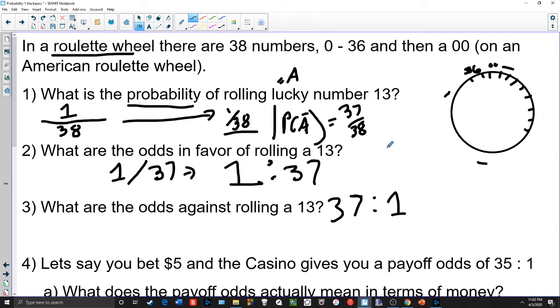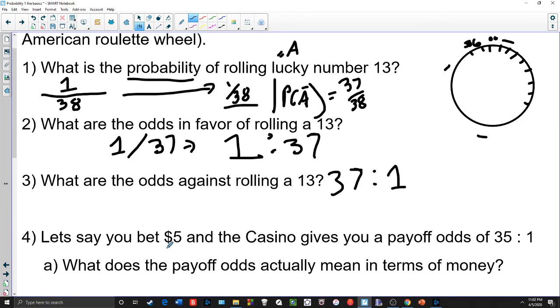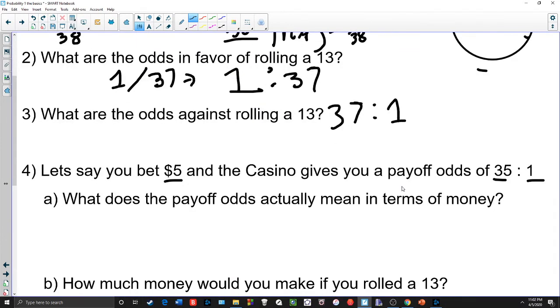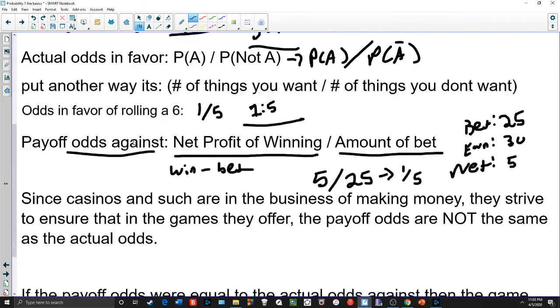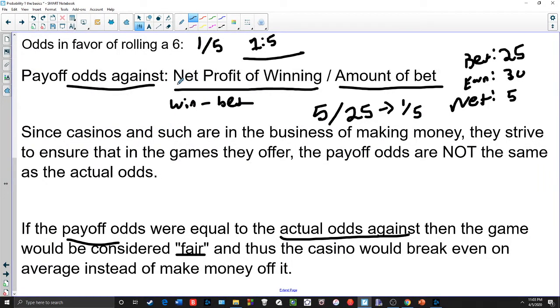Now, the payoff odds are the other tricky one here, right? So let's say you bet $5, and the payoff odds are 35 to 1. That's what the casino is saying for your bet. So you have to first figure out, what does 35 to 1 mean here? Well, payoff odds are the net profit of winning to the amount of money bet.